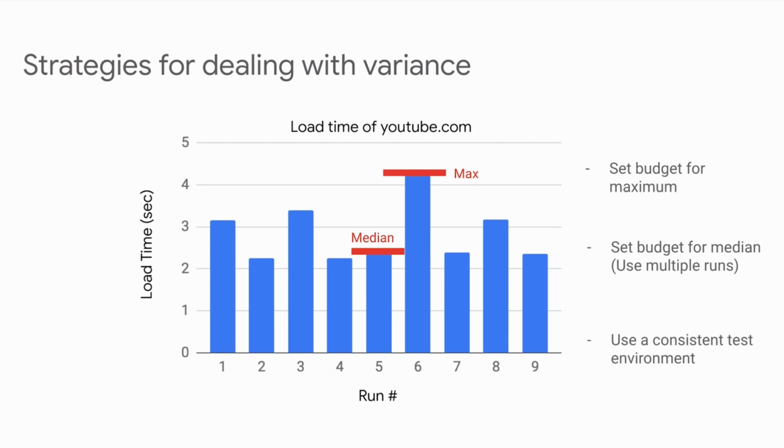One such strategy is setting a budget for a maximum. And what this means is instead of only running once or twice, you run a number of runs and then make sure that your maximum is never exceeded across any run. Another thing you can do is you can set a budget for a median instead of the very max.